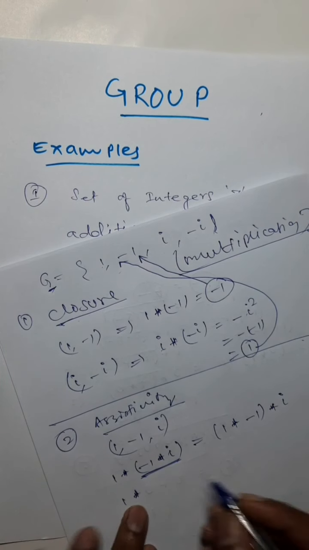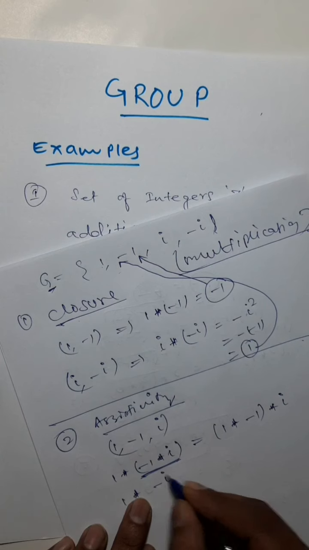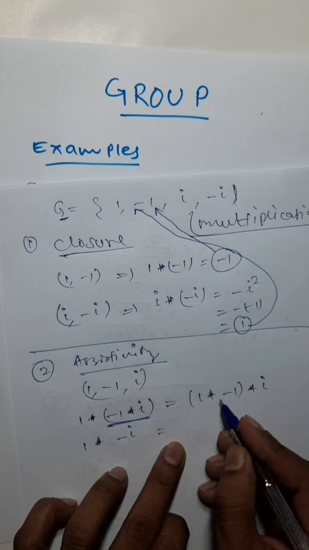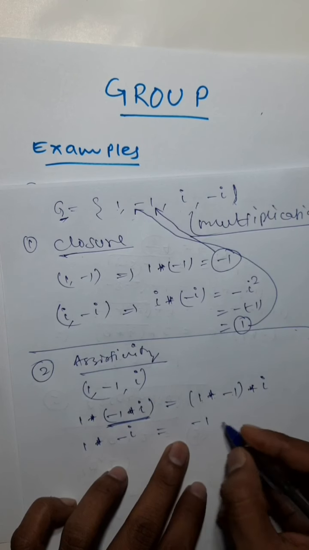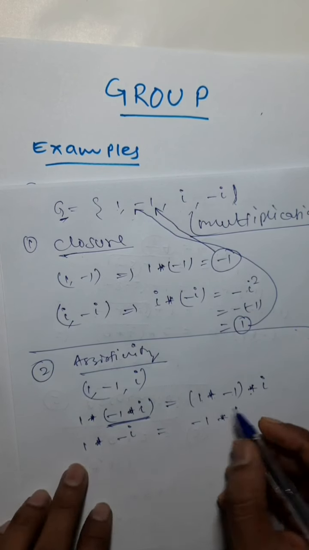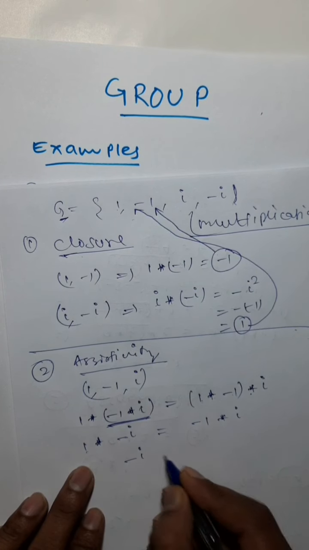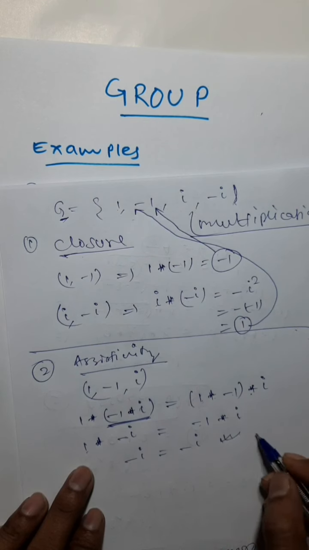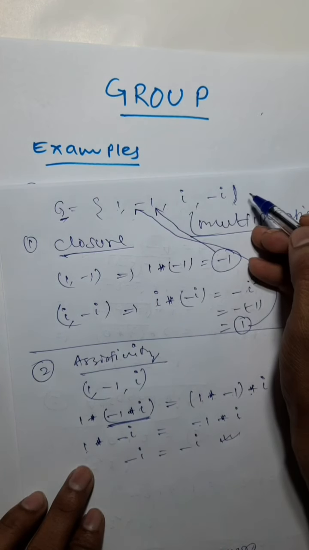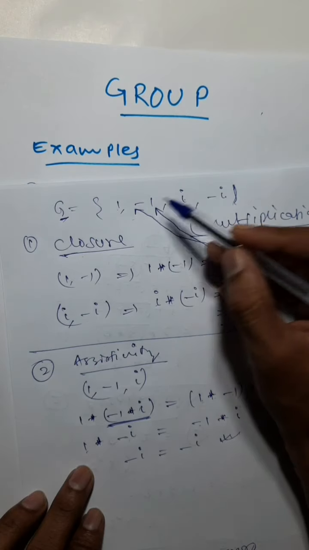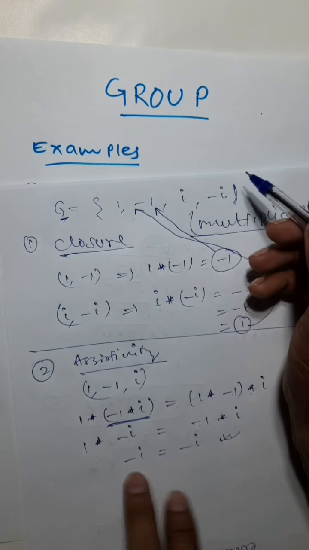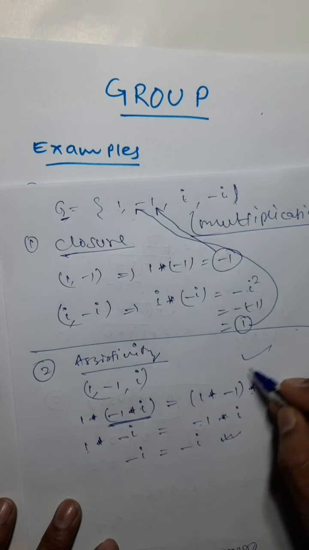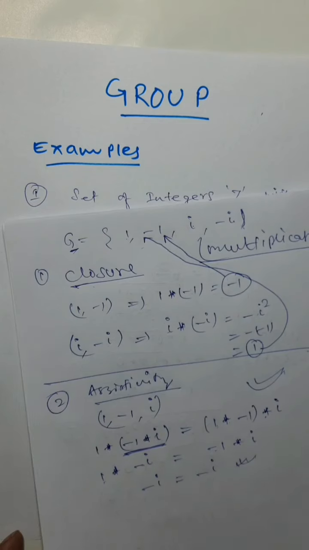So 1 star -I will be equal to 1 multiplied with -1, -1 star here and I. What we are having, -I will be equal to -I. This will satisfy for every set of elements. If you choose this and this, then also their association will be equal. Right-hand side and left side both are equal. Then we can say that this one is satisfying the associativity law.